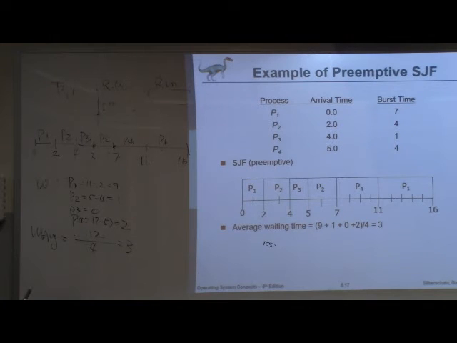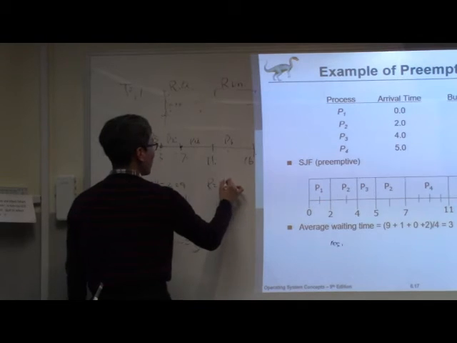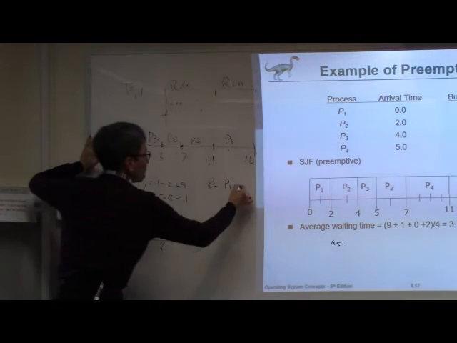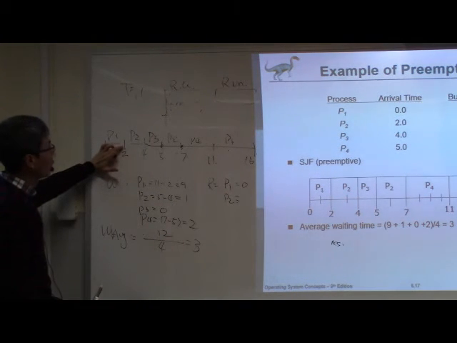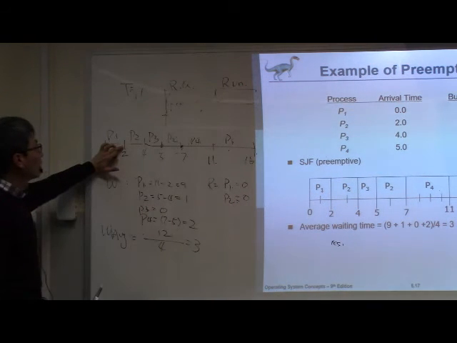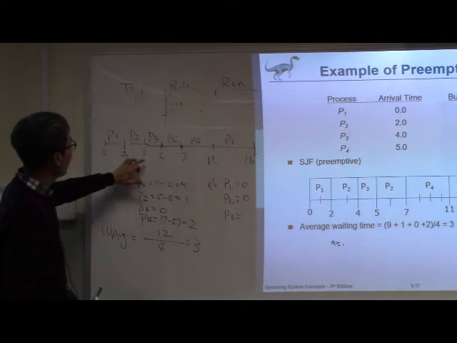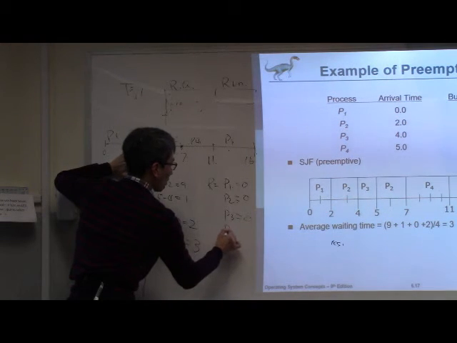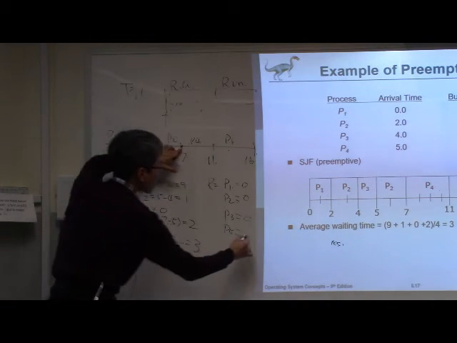What about the response time? Let's calculate the response time. Response time of P1. P1 responds right away, so it is 0. And P2 arrives at 2 and responds right away, so it is 0. And P3 arrives and is selected at 4, so it is 0. P4 arrives at 5 and is selected at 7, so it is 2.